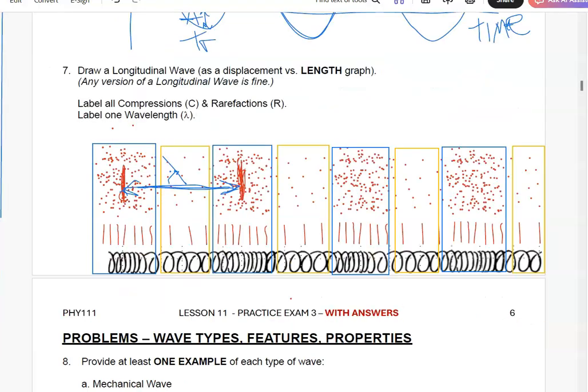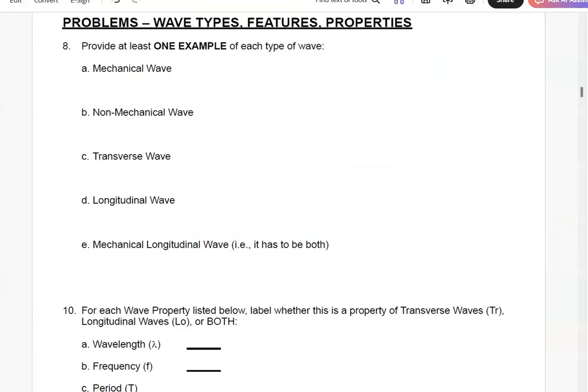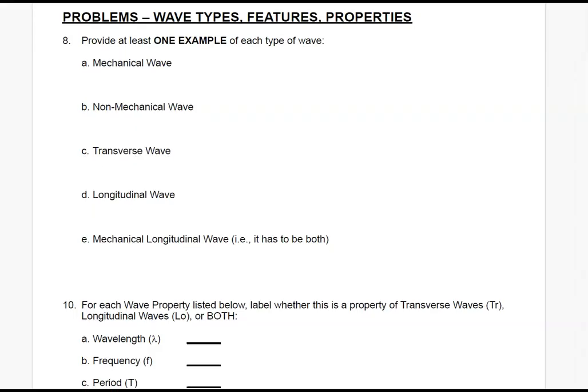Okay, let's take a look at the next page. So we're going to continue talking about wave types, features, and properties. So number 8 says provide at least one example of each type of wave. A and B are mechanical and non-mechanical waves, and C and D are transverse and longitudinal waves, and then E is a combined problem for both mechanical and longitudinal waves, so it has to be both.